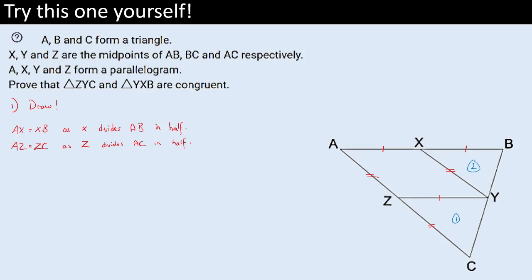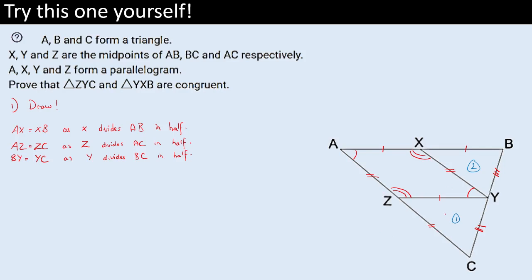What else do we know? We know that opposite angles are equal in parallelograms. So we have that. We also have this angle is equal to that angle. What else do we have? We also have, I'm going to bust out the 3 lines. Don't often have to bust out the 3 lines. We have BY equals YC as Y divides BC in half.